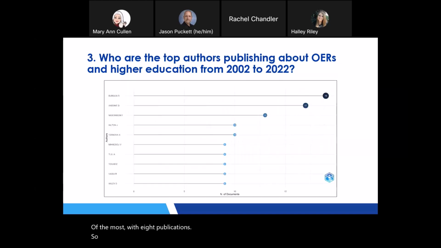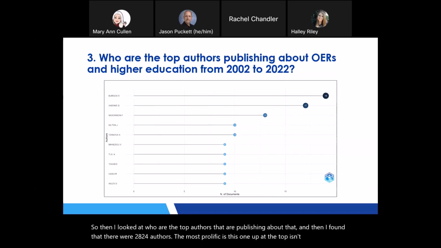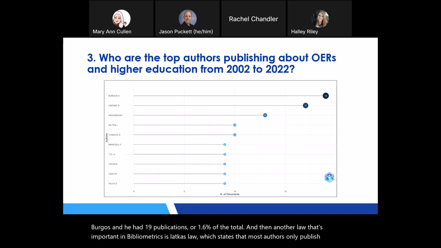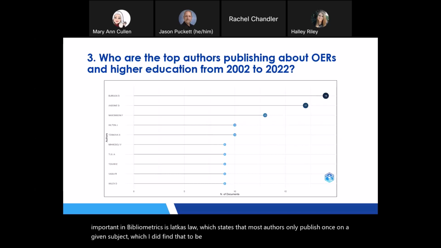So then I looked at who are the top authors that are publishing about that, and I found that there were 2,824 authors. The most prolific is this one up at the top. His name is D. Burgos, and he had 19 publications, or 1.6% of the total. And then another law that's important in bibliometrics is Lotka's Law, which states that most authors only publish once on a given subject, which I did find to be consistent. Of these 2,824 authors, 2,417 of them only published once on the topic.